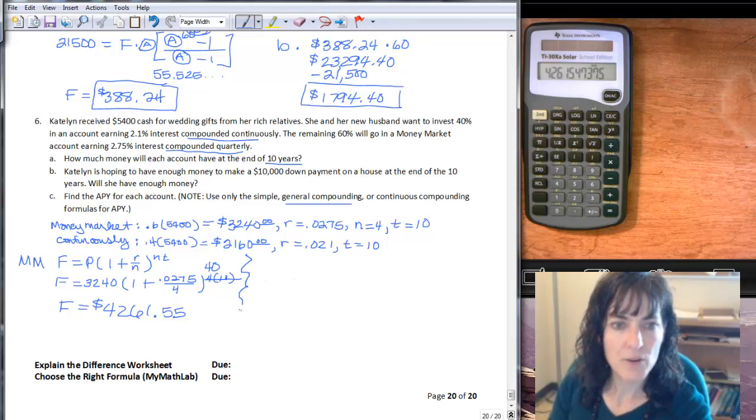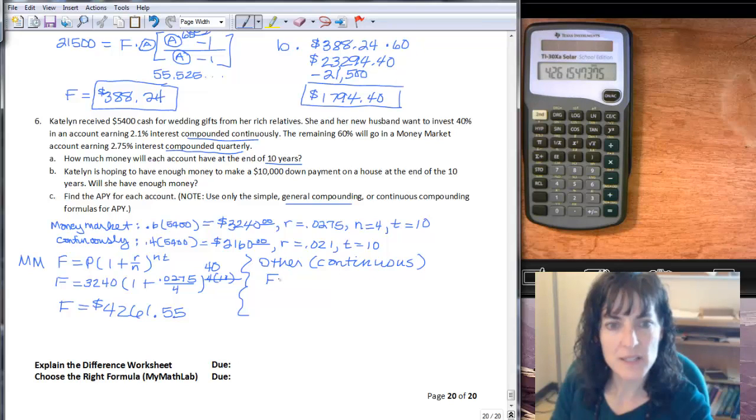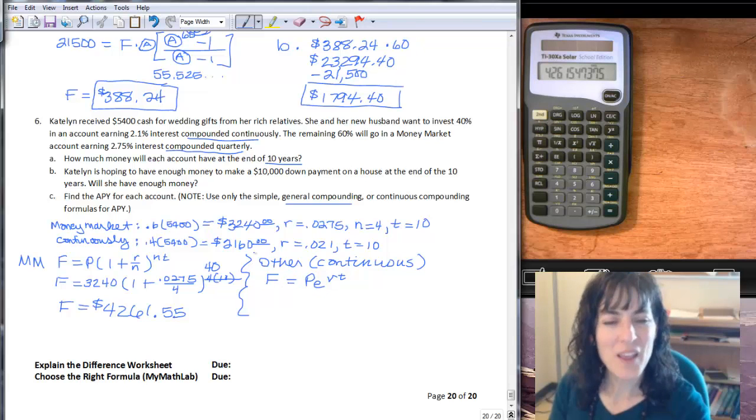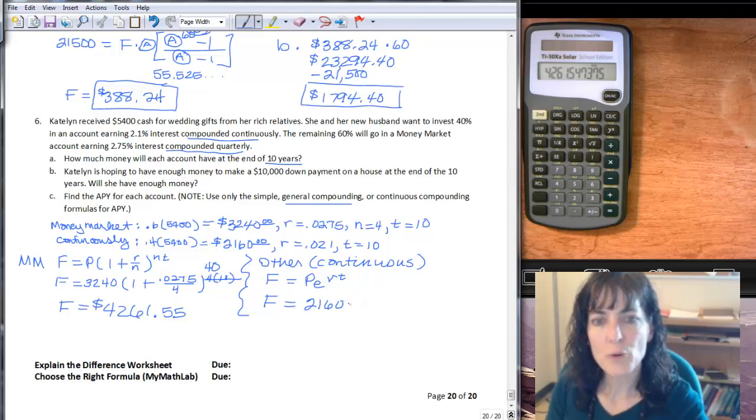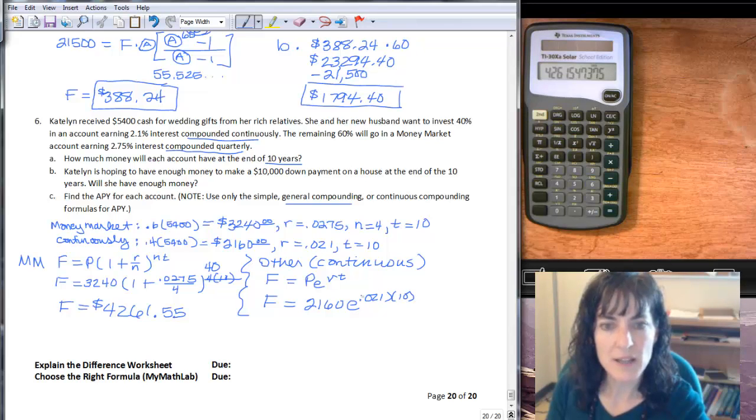And then for the other account, we know it is continuous, so that formula is F equals P times e to the RT power. So P for this one is the 2160, so I have F equals 2160 times e to the power. My R is 0.021 times 10. That's in my exponent.